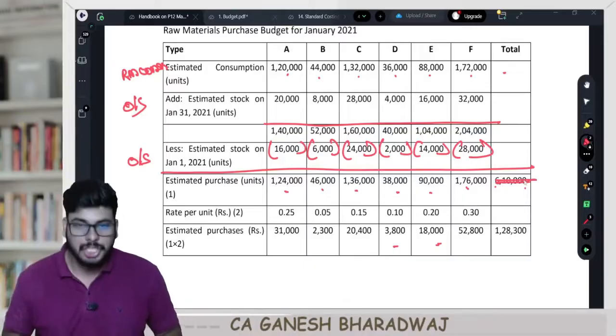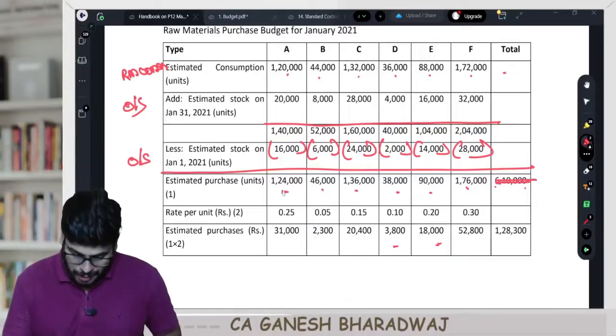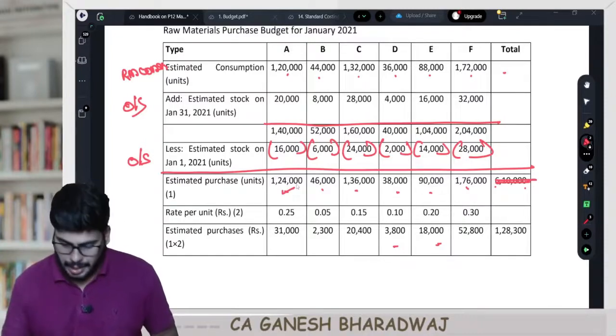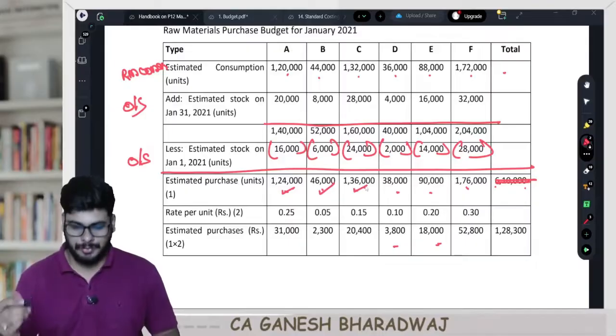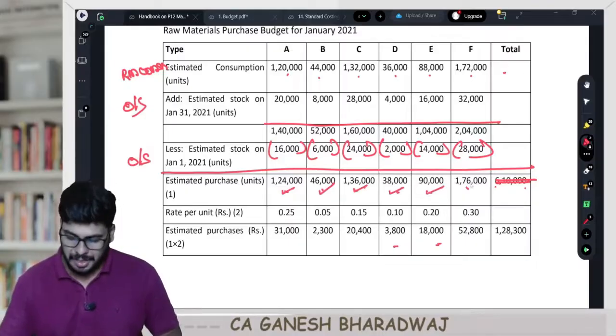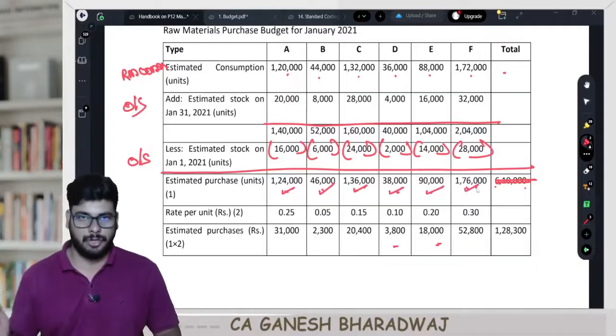Clear with this, guys? So now, I need to purchase 1,24,000 units of raw material A, 46,000 units of raw material B, 136,000 units of raw material C, 38,000 units of raw material D, 90,000 units of raw material E, and 1,76,000 units of raw material F.